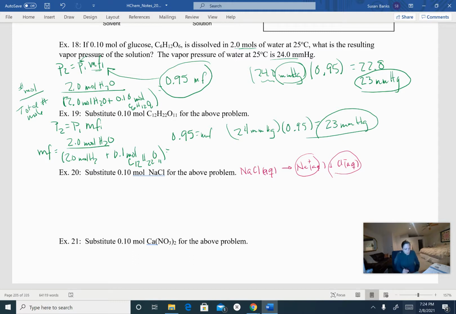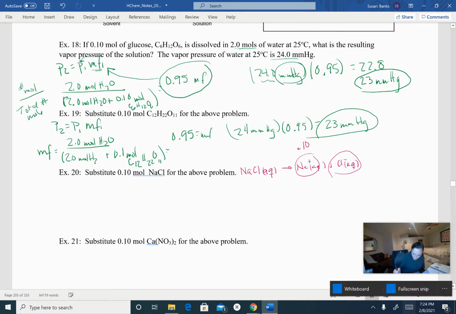Okay, so wouldn't we also have 0.1 moles of sodium, and 0.1 moles of chloride? Do you guys agree with that? So in reality, our mole fraction is going to change. So when we use this, let's look at our mole fraction.